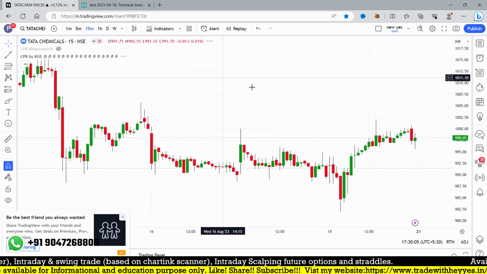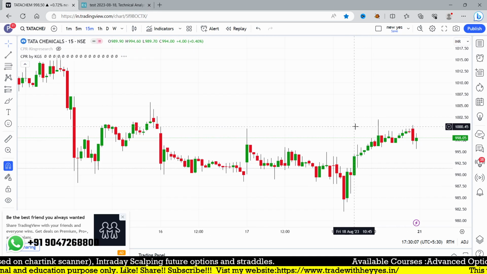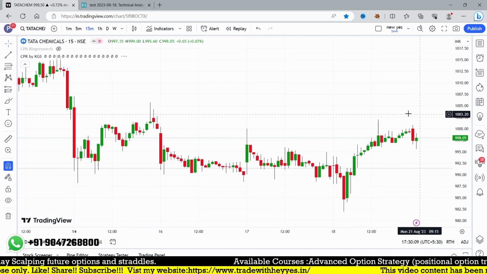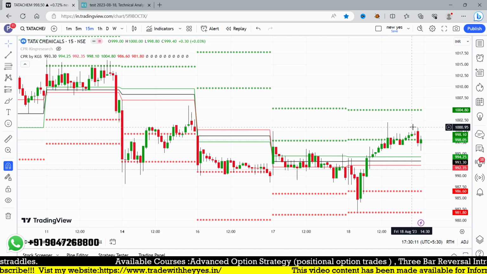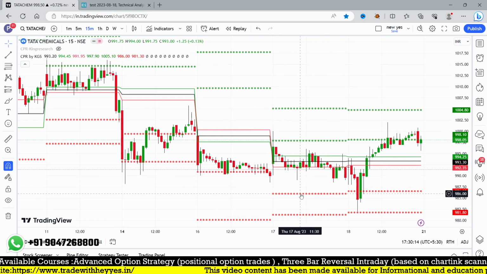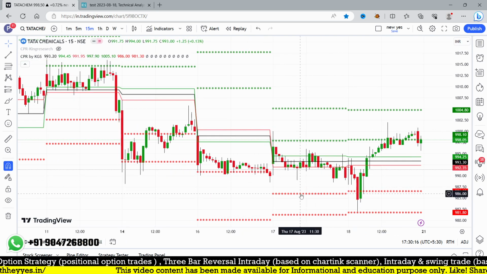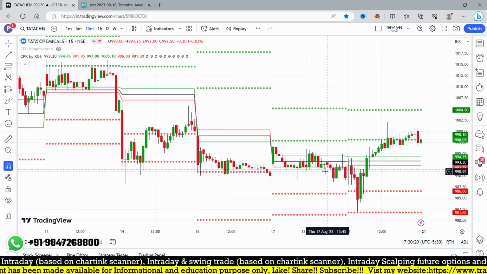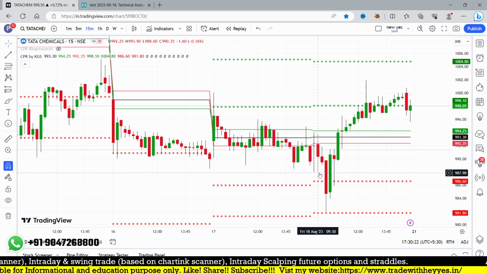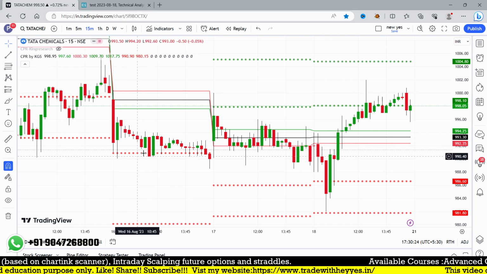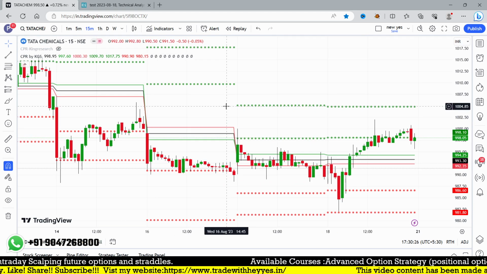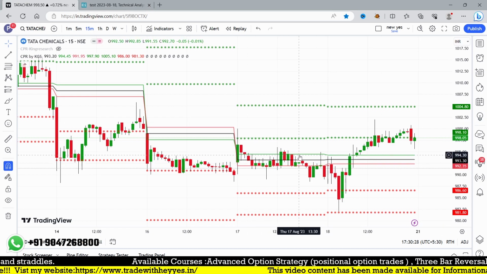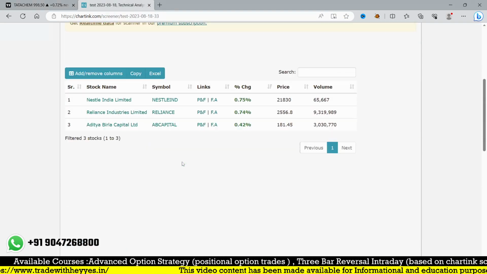Tata Chemical yesterday, and will it just reversed. I think it's loading right now. Yeah, I think yesterday it never came back to that level. Tata Chemical on 17.8. Okay, that did not come back. Okay, simply we can find out stocks which are looking for tomorrow's opportunity.